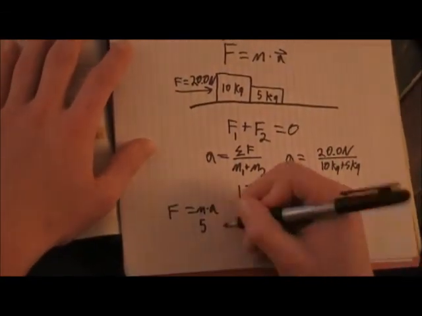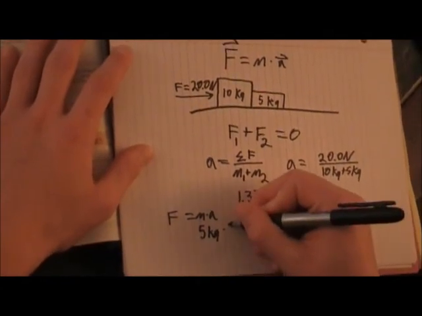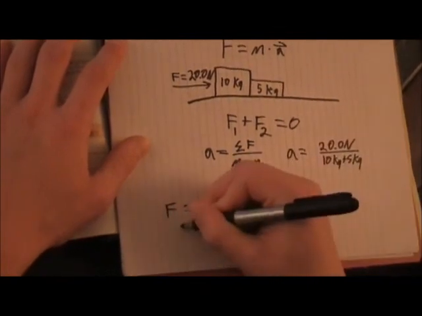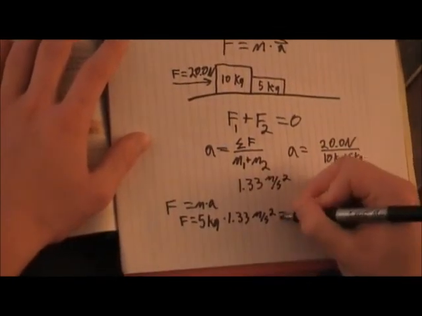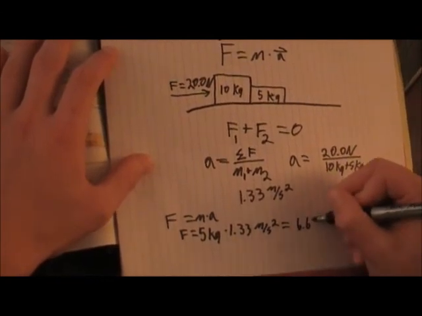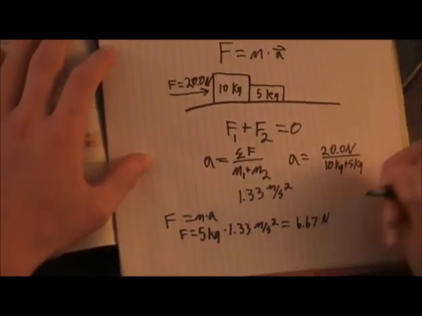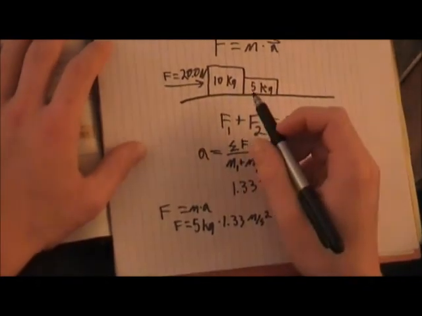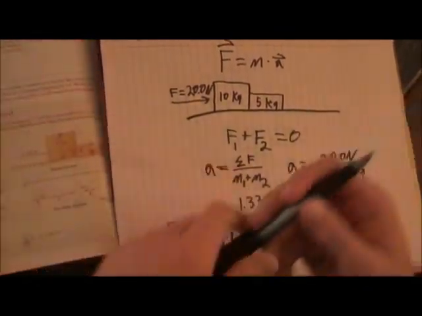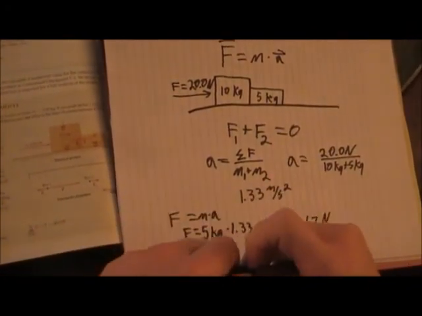So it's going to be 5 kilograms times 1.33 meters per second squared. And that is going to give us 6.67 newtons of force between the two boxes, and that's 6.67 newtons of force with the contact there. In conclusion, these laws have stood up over 3 centuries and describe the very basis of everyday life.